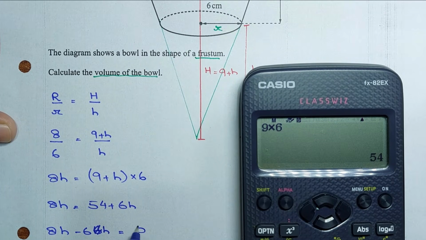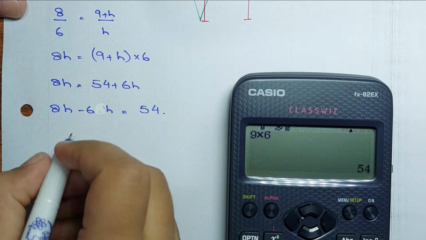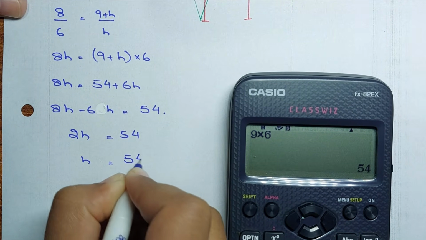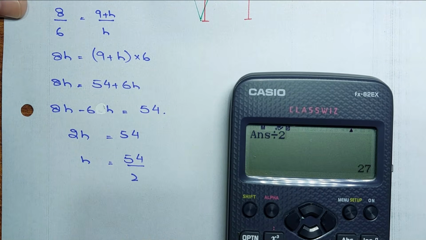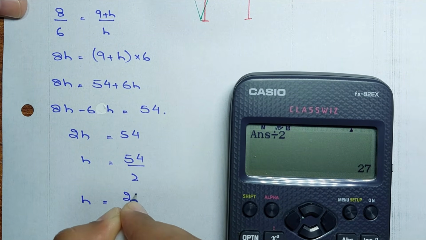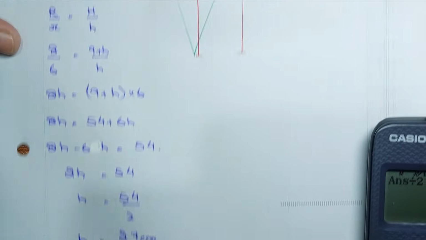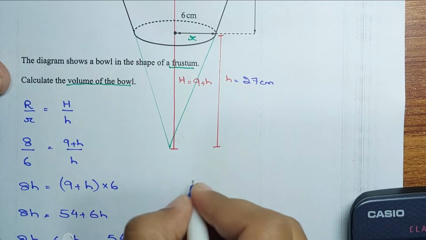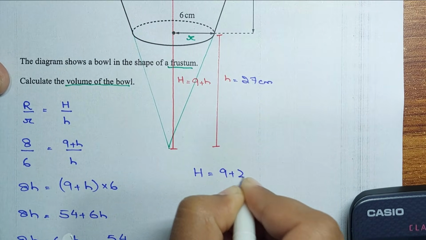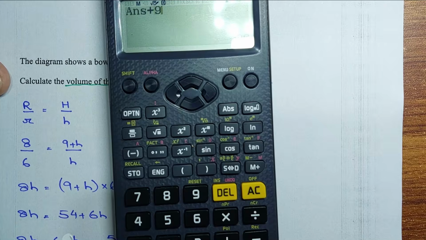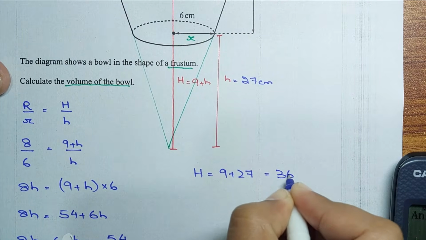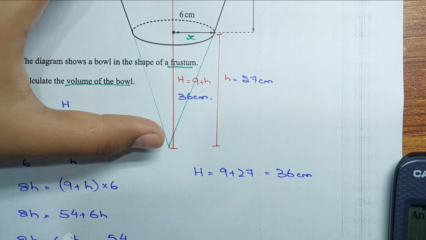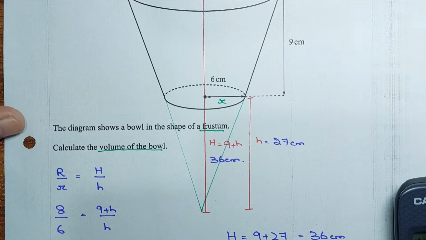okay, sorry, 54. Okay, 8 minus 6 is 2h. This is 54. h is 54 divided by 2. So the smaller height is 27 centimeter, right? We got the smaller height. This is 27 centimeter, right? Let's work on the larger height, which is 9 plus 27. And 27 add 9 is 36. This is 36 centimeter. Right. So we got the height of the two cones, and we have the radius of the two cones.